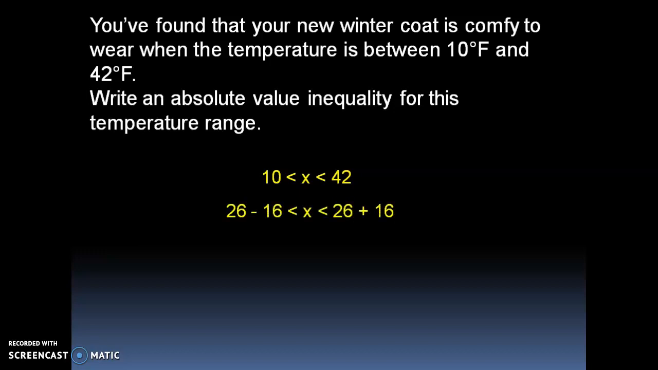So then 26 minus 16 gives you 10, and 26 plus 16 gives you the 42. Again, we're going to subtract that 26 from all three parts. And since x minus 26 has to be between negative 16 and positive 16, I can write that as an absolute value inequality.